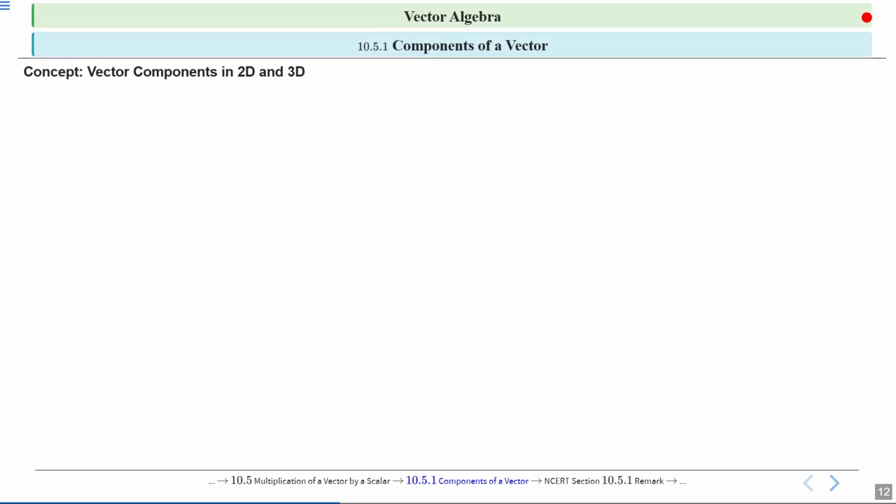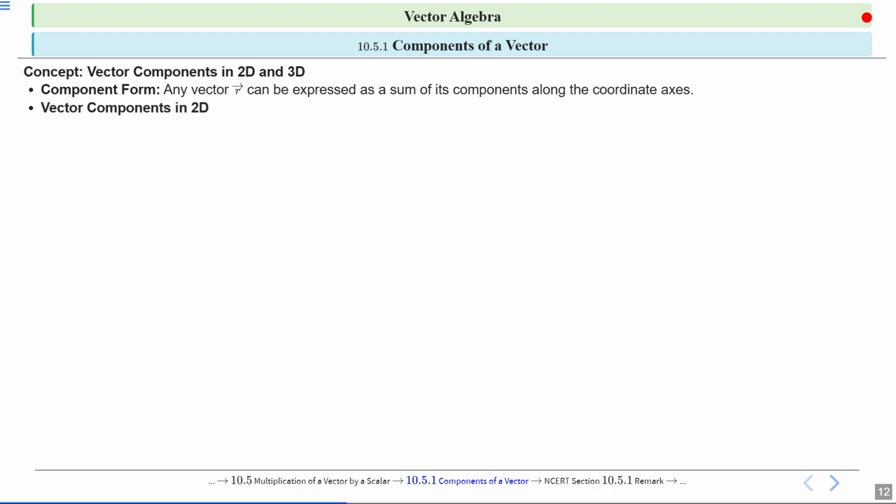Concept: vector components in 2D and 3D. So let's discuss the component form of a vector. Any vector, which we will denote as R, can be expressed as the sum of its components along the coordinate axes. This means we can break down a vector into parts that align with the x, y, and possibly z axis, right? Now let's focus on the vector component in 2D. In two dimensional space, vectors can be represented using just the x and y axis. This simplifies our analysis and is a great starting point for understanding vector components.